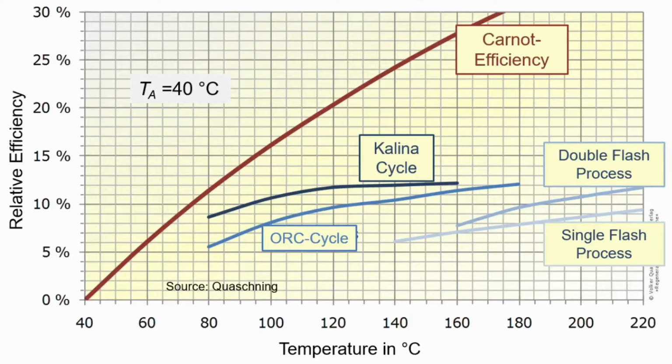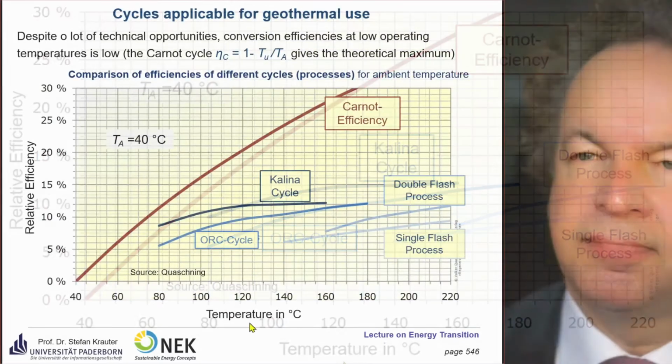If we go to the flash process, they need a certain minimum temperature which is above the 140 degrees. So here for the single flash process, for example, for 160 degrees, we have an efficiency of 7%. For the double flash process, a little bit above that. If you go to higher temperatures, this difference may increase.